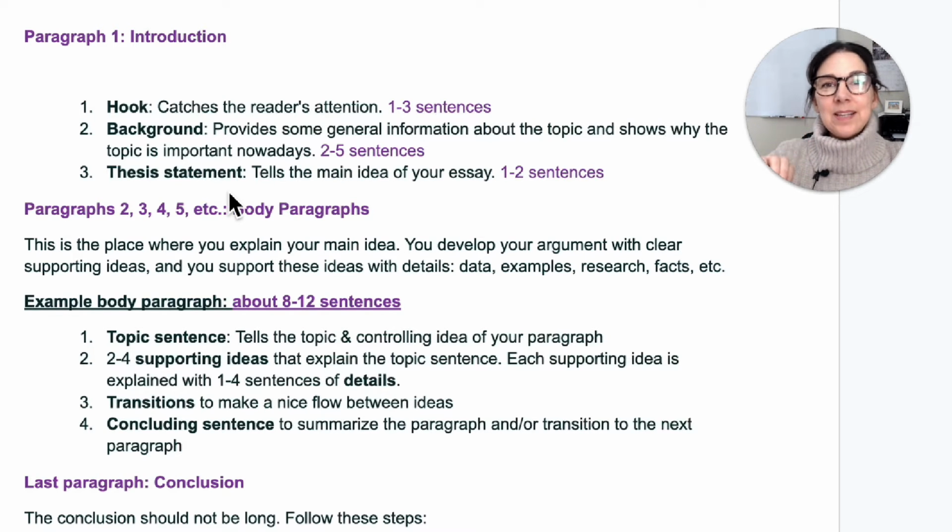And number 3 is the thesis statement. And the thesis statement tells the main idea of your essay. That's 1 to 2 sentences, usually 1 sentence. This is the most important sentence in your essay because it tells the reader exactly what your main idea is. So it's super important that your thesis statement is done correctly and that it is clear.